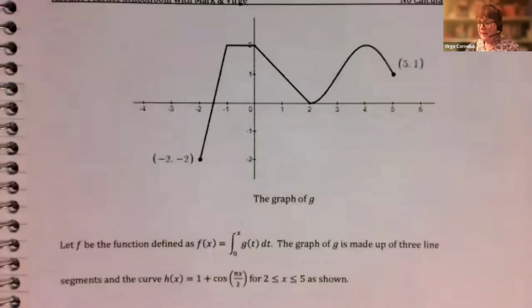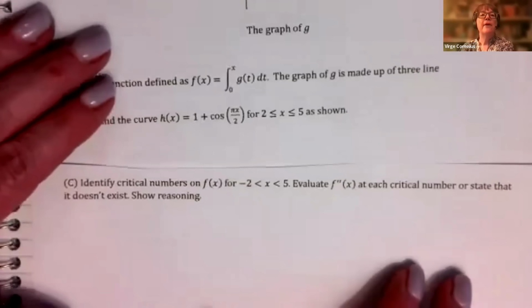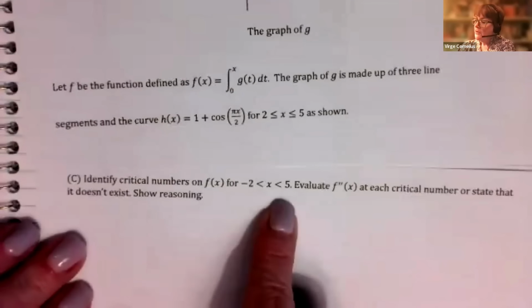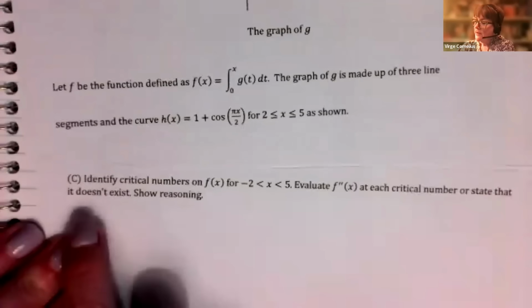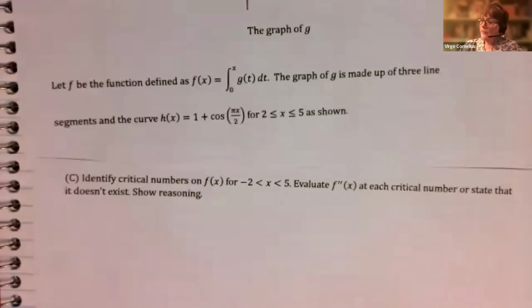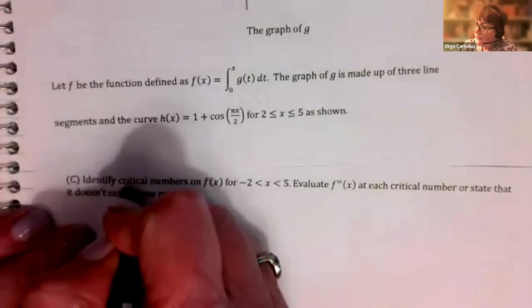Surprise, surprise. And on part C, we're being asked to identify critical numbers of f of x for negative 2 is less than x is less than 5. Once we do that, we have to evaluate f double prime at each critical number or state that it doesn't exist. Show reasoning.